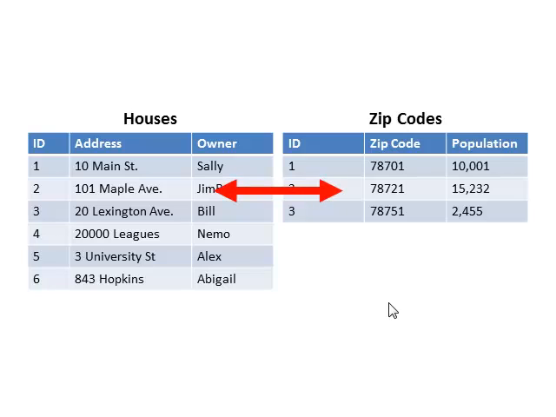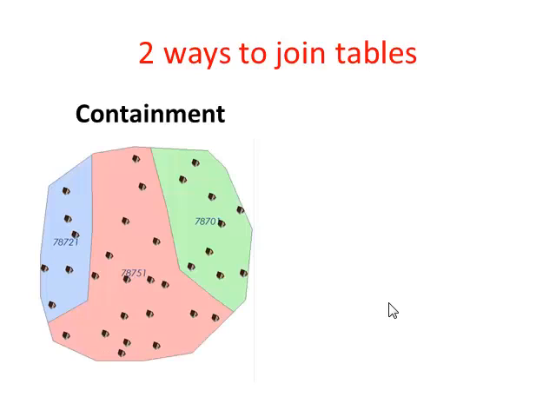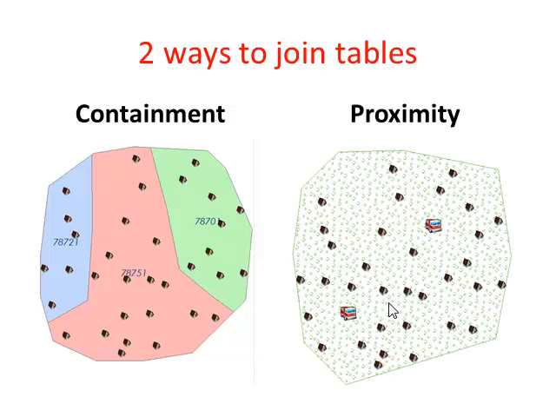With spatial join, we have two types of spatial relationships, or ways to join tables of information. The first is called containment, where we look for a relationship where one feature is inside another. For example, finding the number of homes in a zip code is a containment join. The second type is called proximity, where we look for a relationship where one feature is closer to another based on distance. For example, finding which homes are closer to one fire station than another is a proximity join.